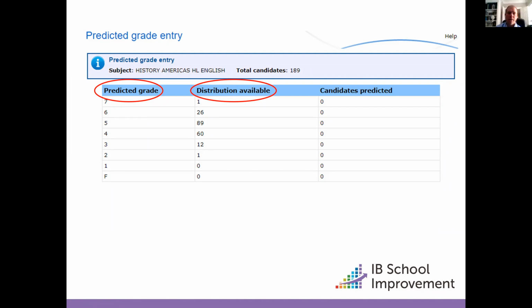So if you wanted to award more than 1 7, you would have to ask for that exemption and provide IB evidence as to why you want to go off script, if you will, or off the allocation. Okay, thank you. Exactly. Okay. Any other questions? Okay, we good?